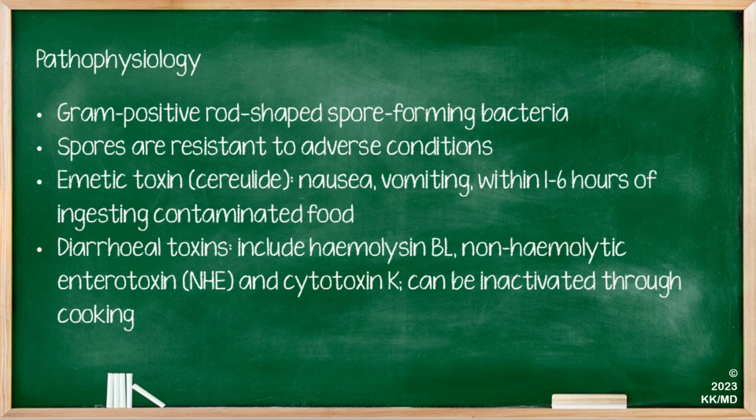It forms two forms of toxin. So firstly, there is emetic toxin, which is also known as cereulide, and this causes nausea, vomiting, and a feeling of generally feeling unwell and abdominal cramps, and this usually takes place within 1 to 6 hours of ingesting the contaminated food.